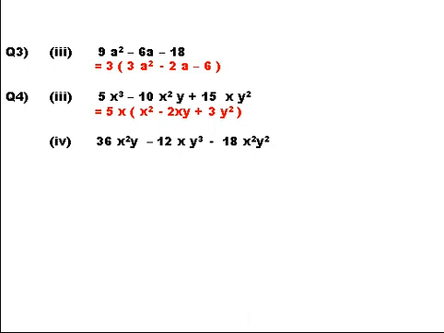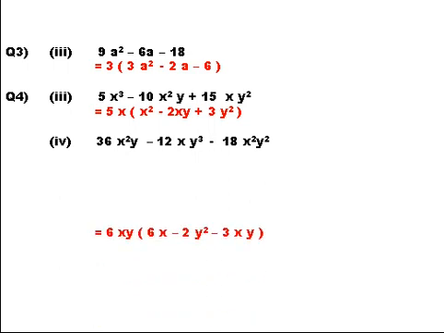Moving ahead with the next part, 36x square y minus 12xy cube minus 18x square y square. Among the numbers, you see 36, 12 and 18, which come in the table of 6. And x and y are present in all the terms.